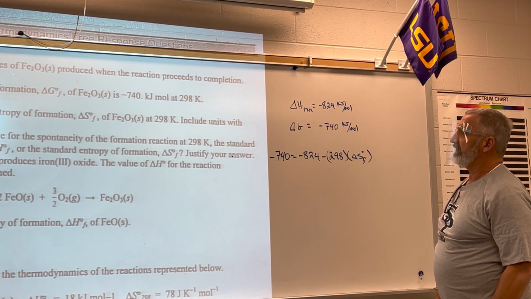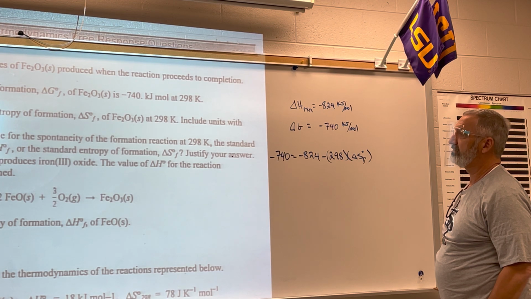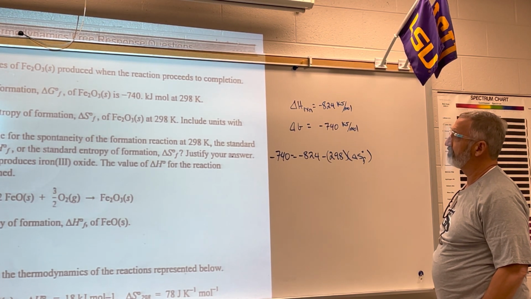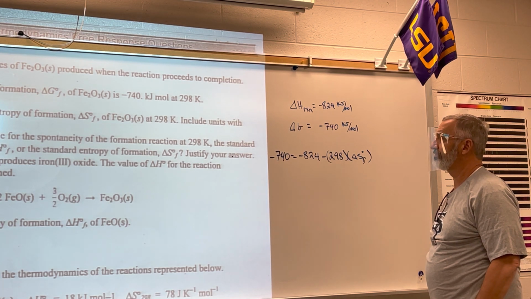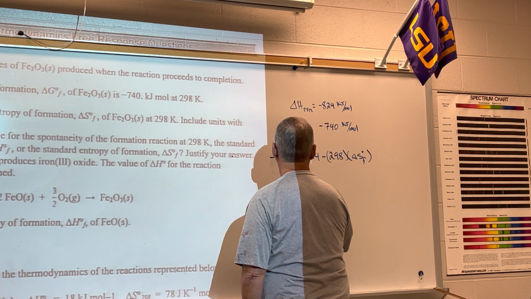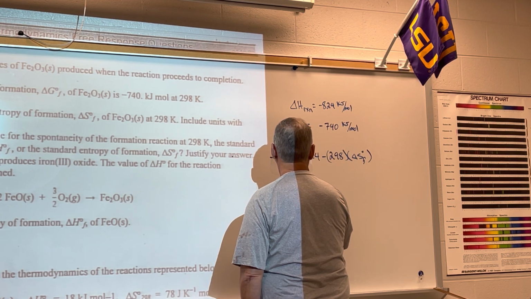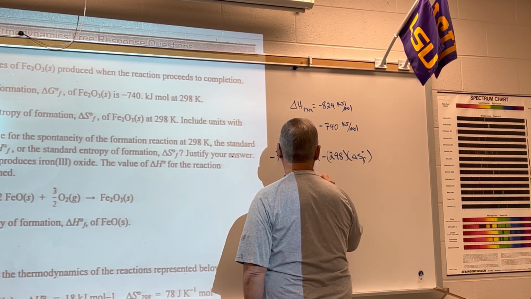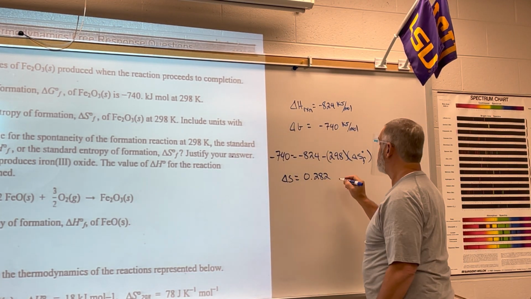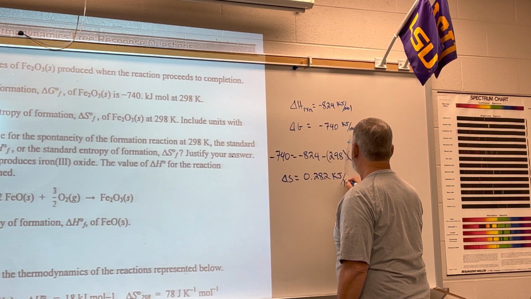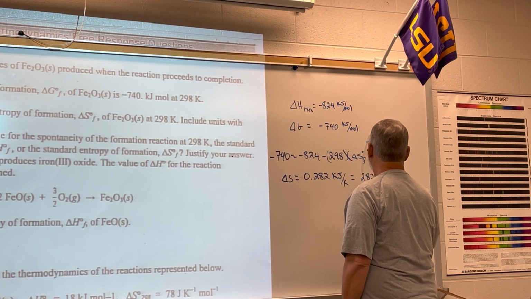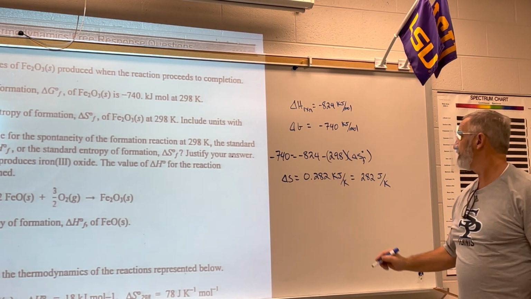So delta S is going to equal negative 282 joules. Okay? So it comes out to 0.282 when you just do this, right? And that's kilojoules per K, which is going to equal 282 joules per K. It's negative.